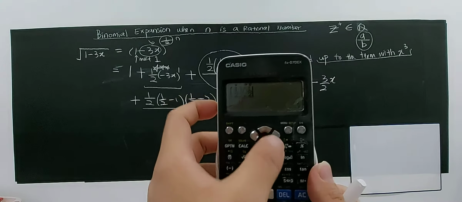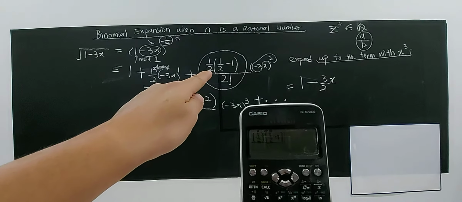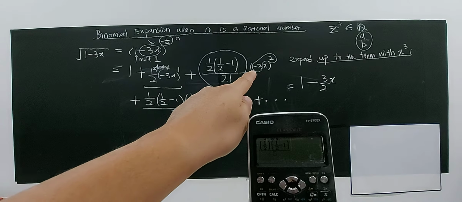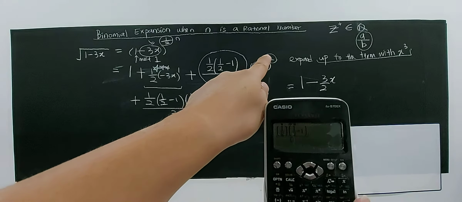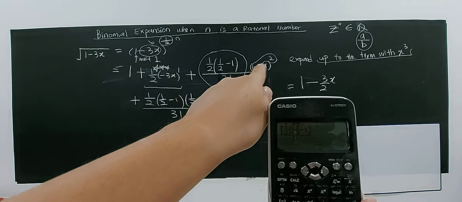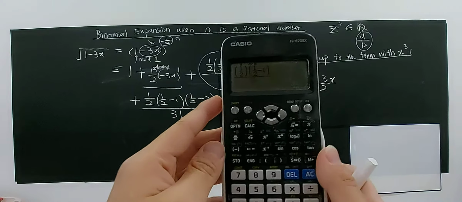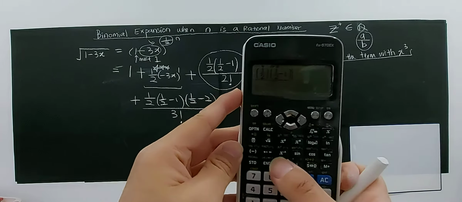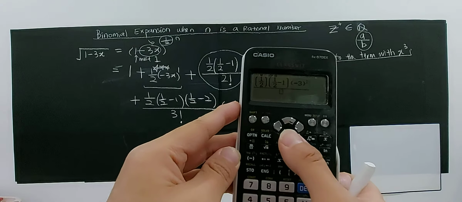Minus 1. Okay, key in exactly the same as this. But don't forget the negative 3 to the power of 2, right? Negative 3 to the power of 2 is 9, right? So you have, okay, or you just key in negative 3 to the power of 2.